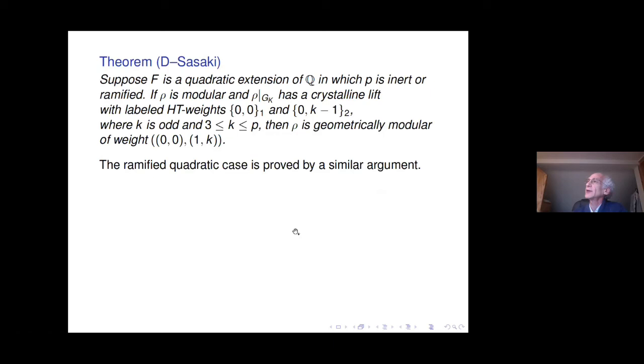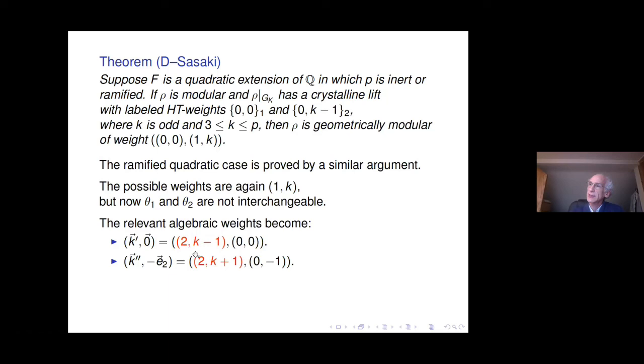So let me just state the theorem that I just sketched the proof of, which is that if rho is modular, so this is just one direction of the equivalence, if rho is modular and has a crystalline lift corresponding to partial weight one, then rho is geometrically modular of partial weight one. And the same argument works in the ramified case, except that you have to use this finer theta operator, and where you had p, this was p plus one in the unramified case. In the ramified case, you have twos here.